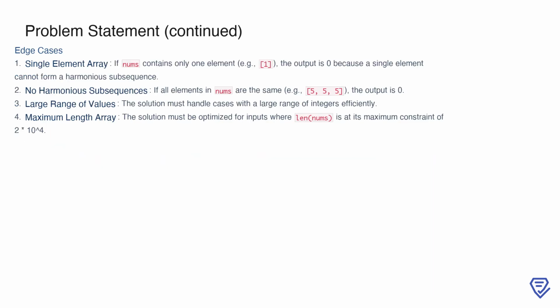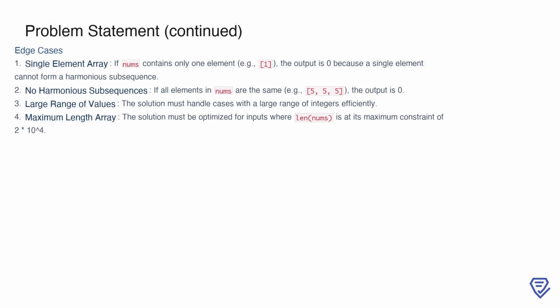Finally, let's discuss some edge cases that you need to consider for this problem. First, if the array contains only a single element, such as 1, the output will be 0 because a single element cannot form a subsequence with a difference of 1. Second, if all elements in the array are identical, like 5, 5, 5, the output will also be 0, since no harmonious subsequence can exist.